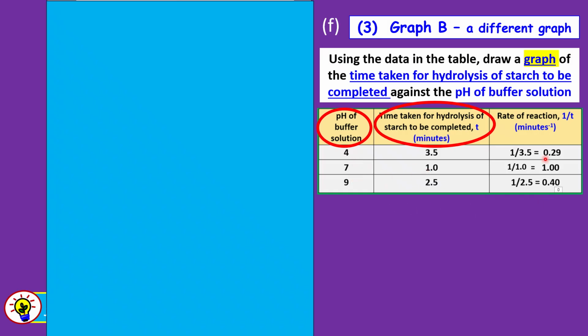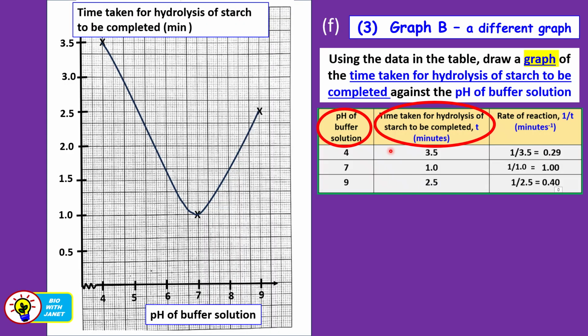Okay, let's look at the graph now. For the vertical axis, it is the time taken for the hydrolysis of starch to be completed, in minutes. For the horizontal axis, the title is pH of the buffer solution. Again, for pH our values are 4, 5, 6, 7, 8, 9. So to draw a bigger graph, we have to choose a bigger scale. For the vertical axis, the time is from 0 till 3.5.